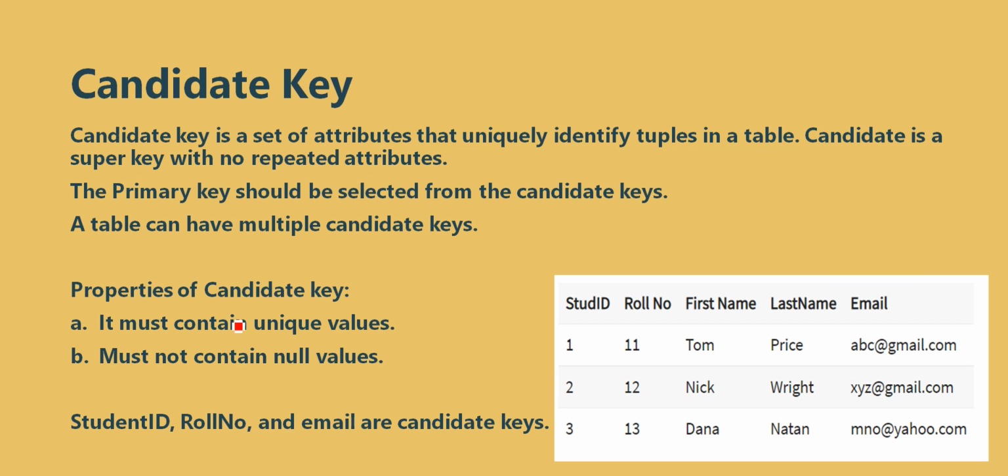Okay, so we have learned about super keys, primary key and alternate key. Now this one, candidate key. This is a little bit the same as a super key, but the only difference is that these rules should be satisfied, only then we can say that this is a candidate key. It must contain unique values and must not contain null values. So in this example, student ID, roll number and email are termed as candidate keys.